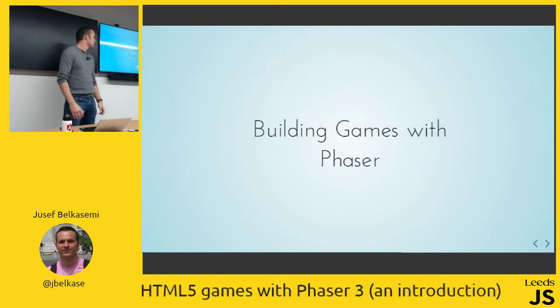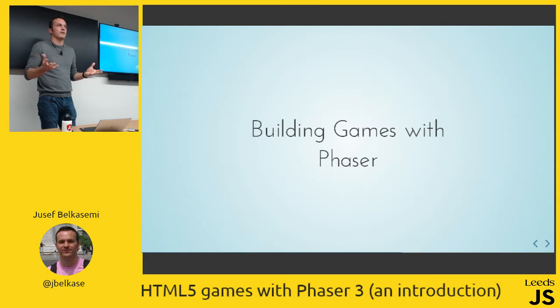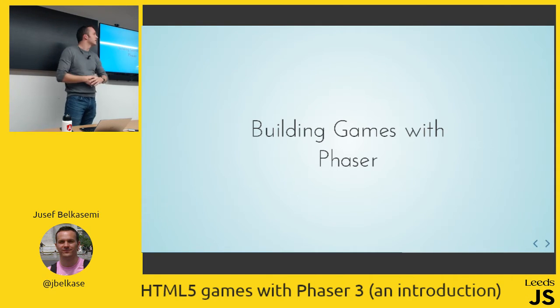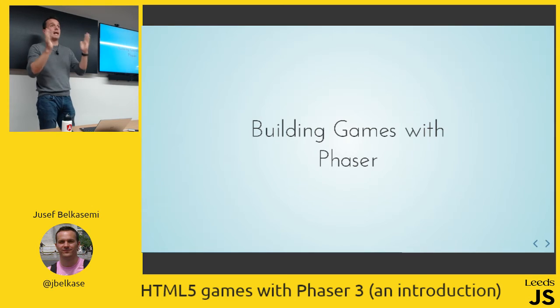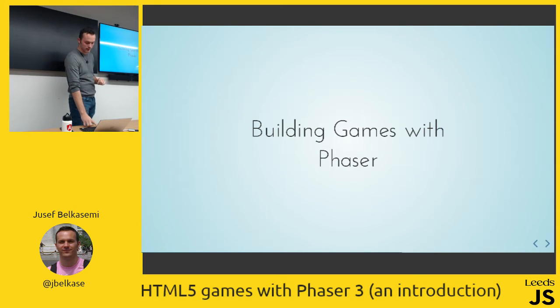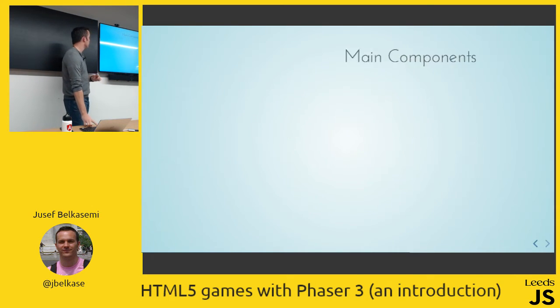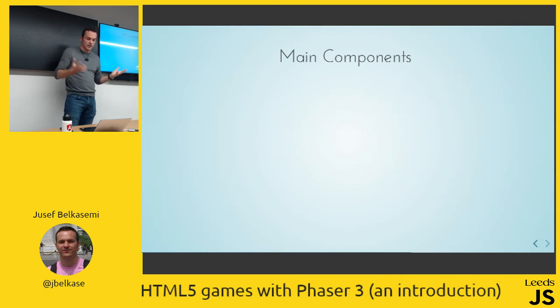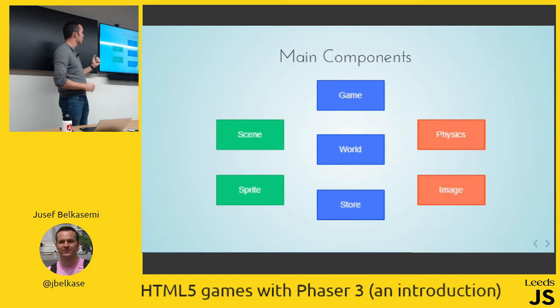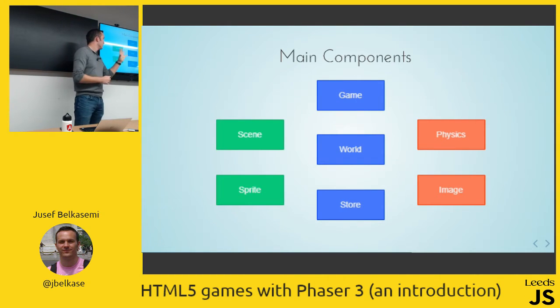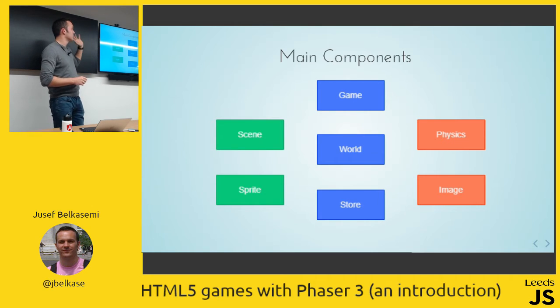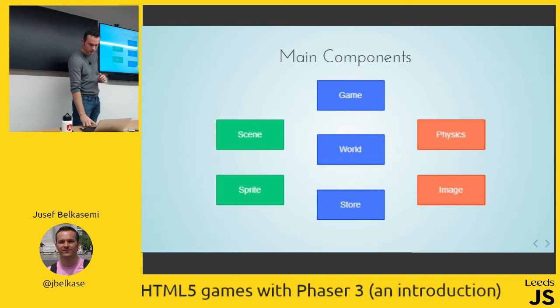Okay, so now that we're hopefully happy with the fact that Phaser is a potentially good candidate for building HTML5 games, let's have a look at how you would actually build a game with Phaser. First of all, we need to look at the main components of a game, and there are really seven main components that you will need to understand before starting to build games with Phaser. The components are the game, the world, the store, physics, sprite, scene, and image. So I'll just describe each one of them.